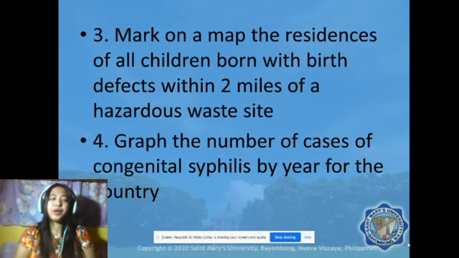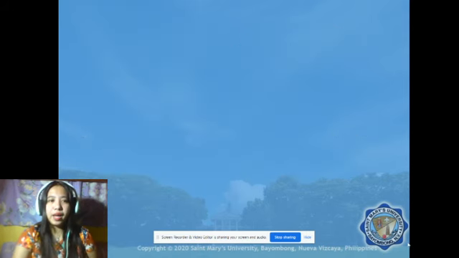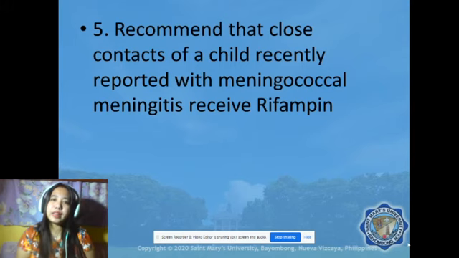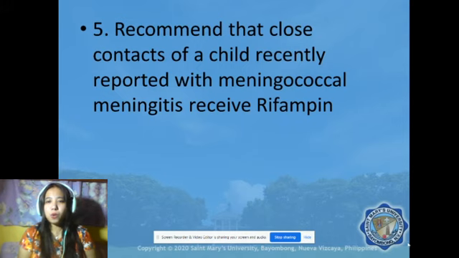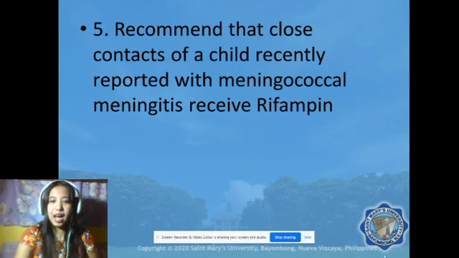For number four, graph the number of cases of congenital syphilis by year for the country. Again, this has something to do with our definition of frequency, or rather a pattern, so this is distribution. For number five, recommend that close contacts of a child recently reported with meningococcal meningitis receive rifampin. It is already the application, giving a recommendation. So obviously, this is the application.